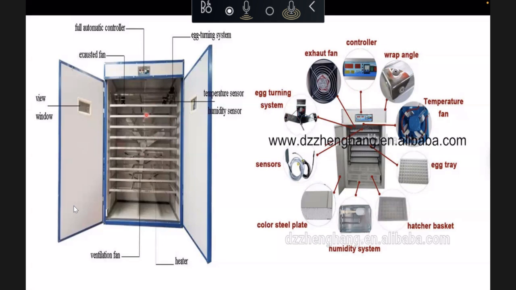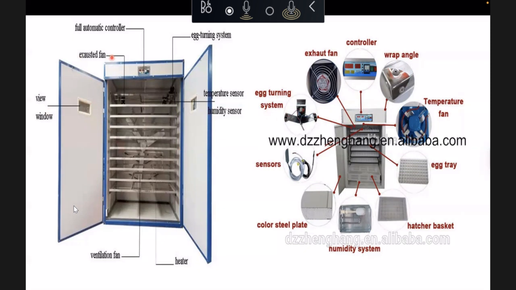He can see if the exhaust fan, the big fan, is running or not, or if the turning is occurring hourly or not, and if there is any breakage of eggs, etc. We can see all of this from this view window.